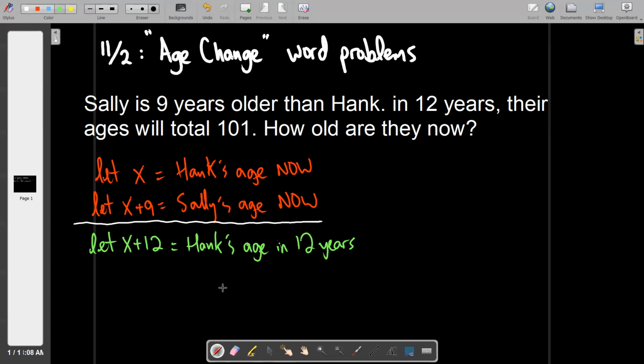So again, my color change here is to signify that we're not talking about the same people now. We're talking about them. There's like Hank and Sally, and then there's future Hank and future Sally. And so now we also need to say let blank equal Sally's age.